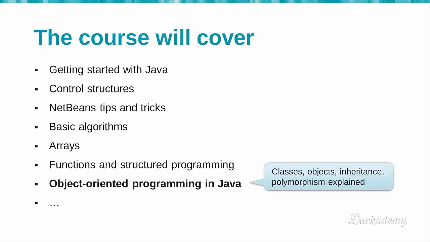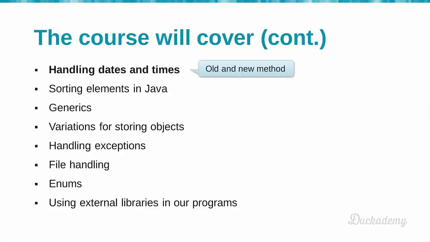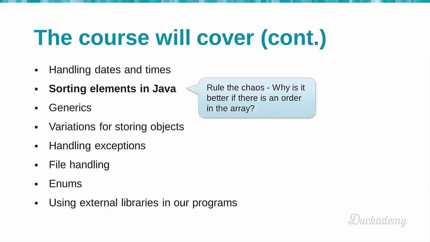Since Java is an object-oriented programming language, we will see what classes and objects are, and how to use inheritance for creating new classes out of the original ones, and what polymorphism is. We will see how to handle dates and times. There are two methods, one old and one new. The new one was introduced in Java 8, so we will see both of them. And then how to sort elements and why it is useful and what the benefits of sorting are.